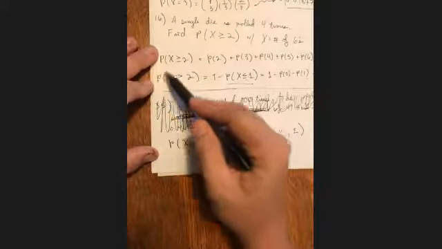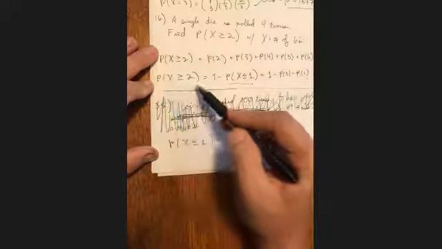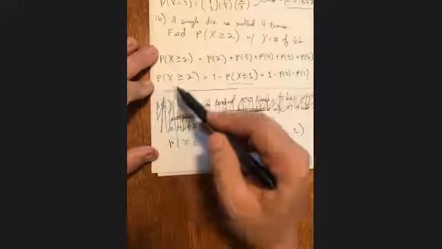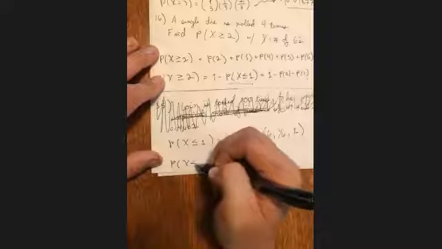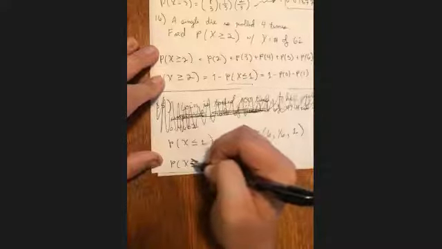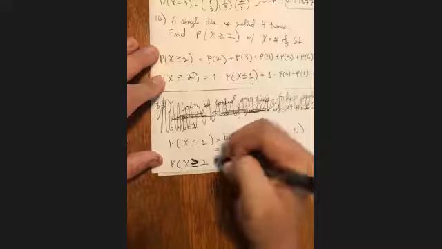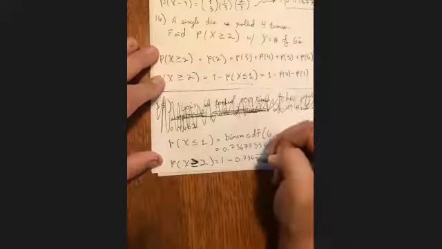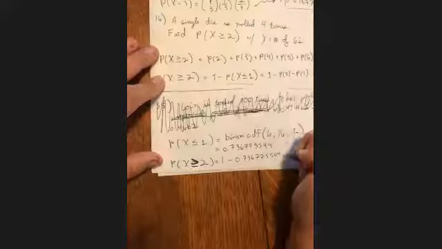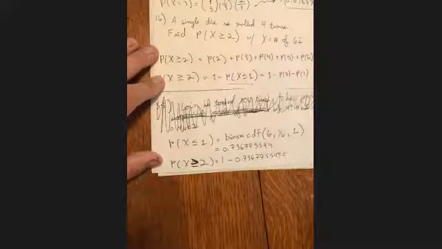Okay, so once you have this probability, you can now calculate the probability of at least 2 by taking 1 minus that result. So the probability of at least 2 is equal to 1 minus this long number. And that is 0.263222451.